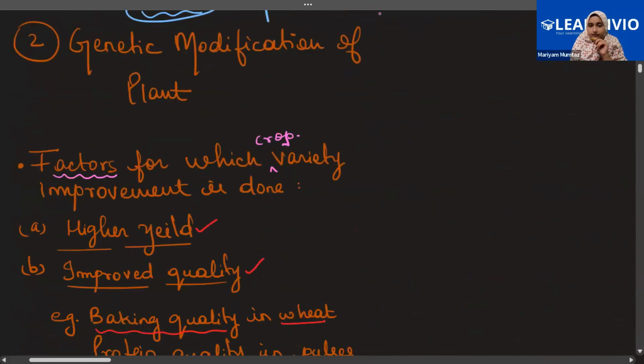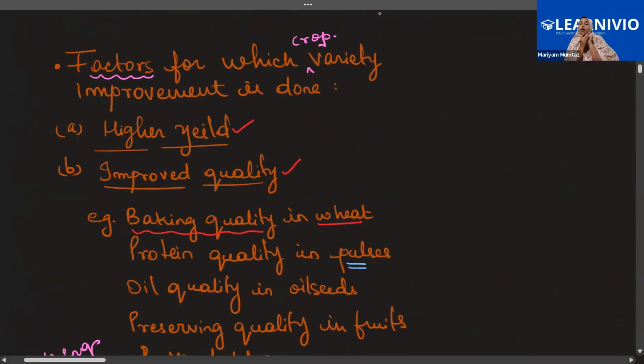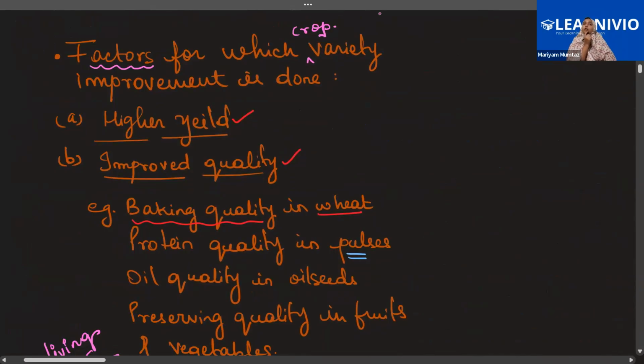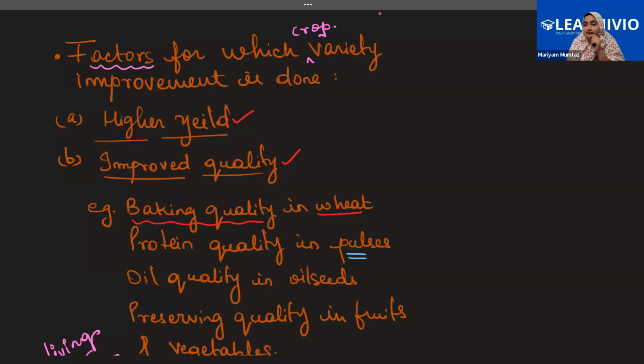No, ma'am. Okay. Now let us see the factors for which crop variety improvement is done. We are doing it, but why do we need to do it? What is the use of it? The first factor is higher yield. Higher yield means getting a lot of product from the plant, so as to feed the growing population and to store it for future use.